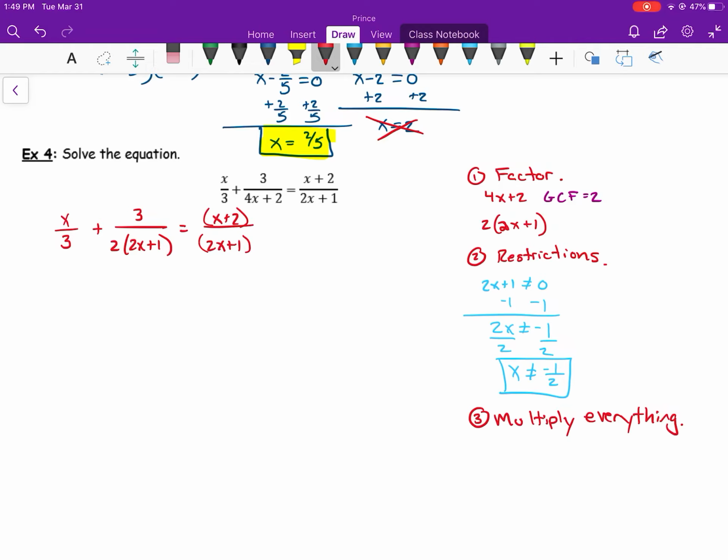Everything by your denominators. I'm not going to write it out because it's a lot to write. Scroll up if you need to see it. So, I don't want to do Christmas colors. I'll do orange. Alright, so multiply everything by the 3, the 2, and the 2x plus 1, because that is on the side of the plus minus. So 3, 2, 2x plus 1.